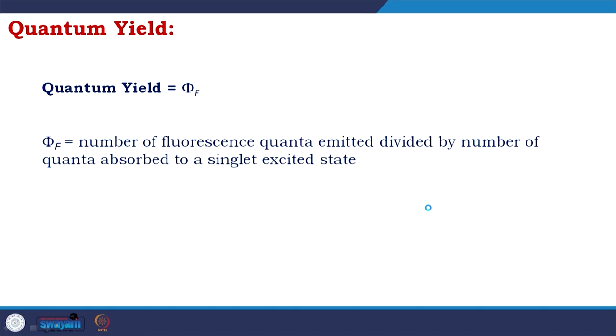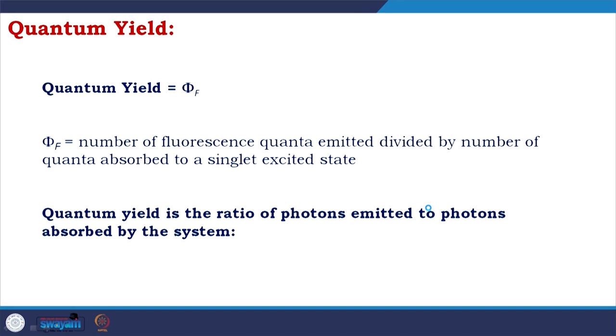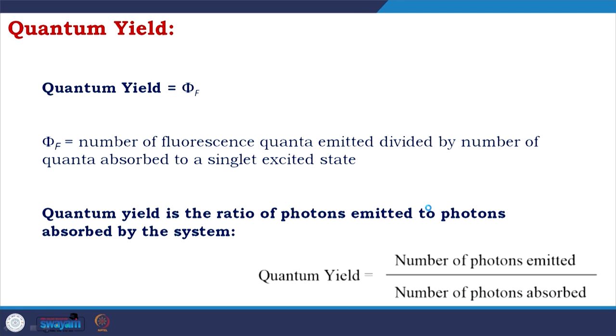Quantum yield is very important. It is the number of fluorescence quanta emitted divided by the number of quanta absorbed to a singlet excited state. Alternatively, quantum yield is the ratio of photons emitted to photons absorbed by the system. So, the number of photons emitted by the number of photons absorbed, this ratio is called quantum yield. In the later sections, we will talk about quantum yield and its application. The molecules with higher quantum yield, we use them as probes.